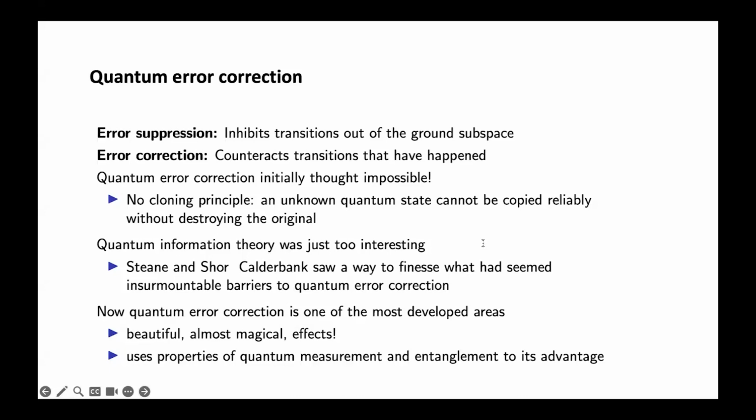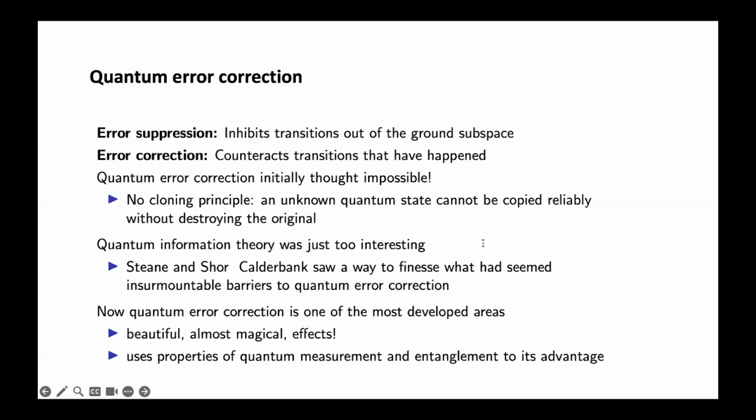But then it turns out that a group of mathematicians, and Robert Calderbank is at Duke in electrical engineering, but he had done a lot of mathematical work, Steane, Shor, and Calderbank saw a way to finesse what had seemed insurmountable barriers to quantum error correction. So there are a lot of advances in this field that were made by mathematicians, and that's why I think we should dedicate several lectures to the topic of quantum error correction.